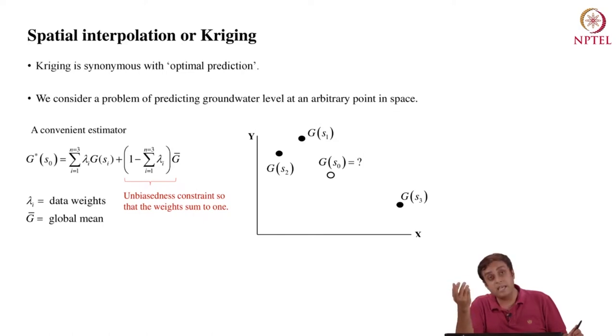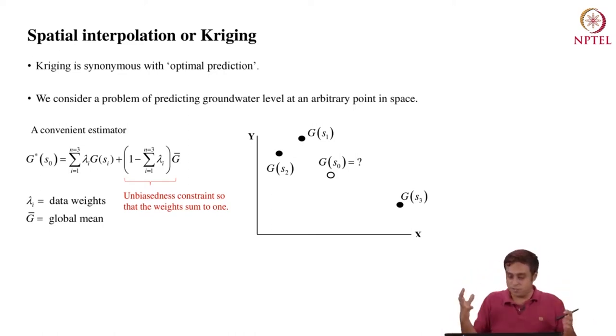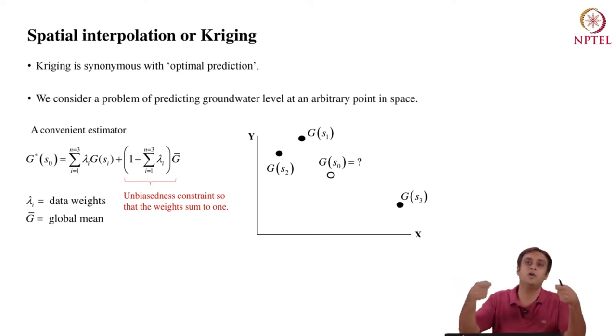Now, in this case, it's a little bit more complicated in space. The first thing is that location S0, which is the unknown location of interest, is closer to locations S1 and S2 than it is to S3. So there is this idea that S1 and S2 may be a better representation of S0 than S3 just because they are closer to it. This will basically imply that I cannot possibly have the same lambda i's as when I'm working with non-spatial, non-dependent data sets, right?